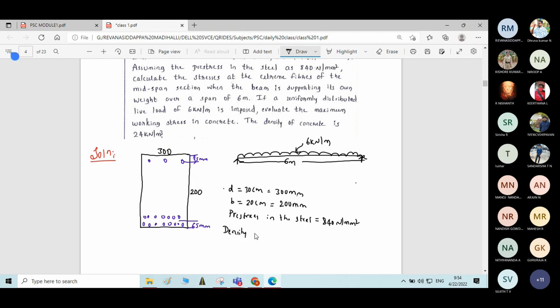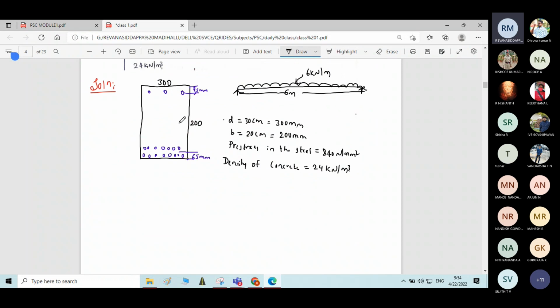Okay, and density of the concrete is also given. Density of concrete is given as 24 kilonewton per meter cube. Length of the beam is 6 meter. L is 6 meter. And the live load given, WQ, is 6 kilonewton per meter. So this is the given data in the problem.